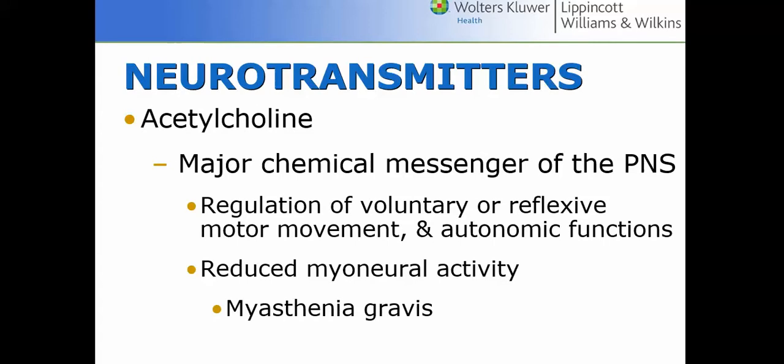So we talked about the motor unit. One of the important components of the motor unit is the nerve and the muscle it innervates, and the information from the nerve is passed on to the muscle through neurotransmitters. Acetylcholine is a major neurotransmitter involved with regulating voluntary or reflexive motor movement and autonomic functions. When this ACH neurotransmitter is reduced, it results in a disease called myasthenia gravis.